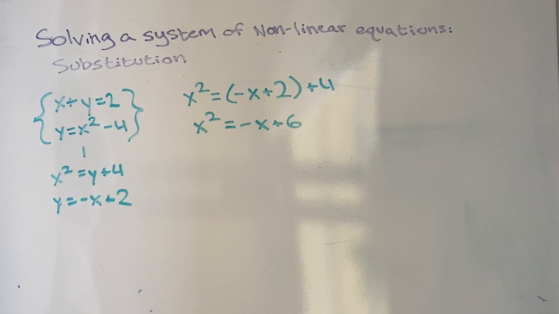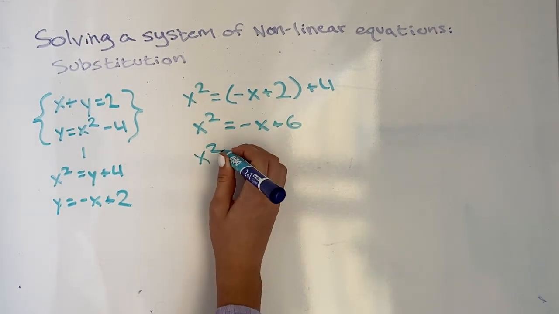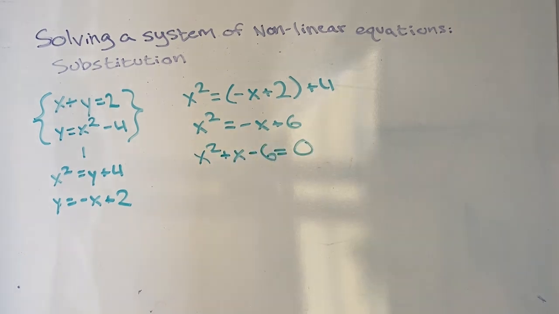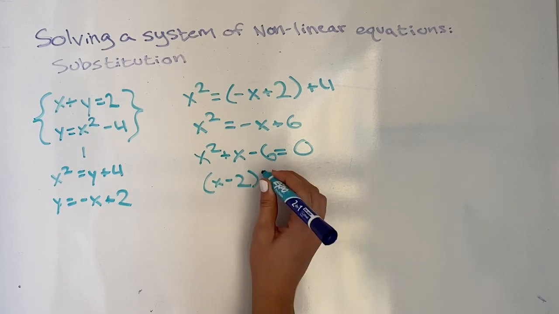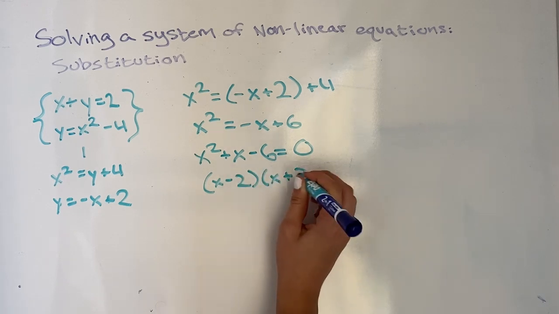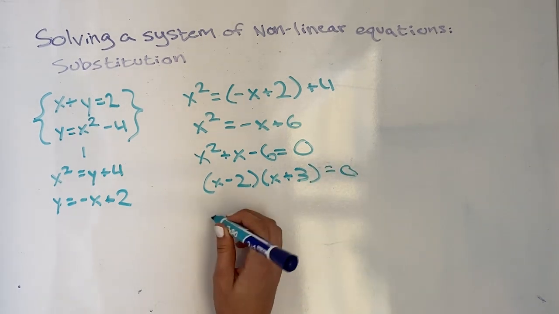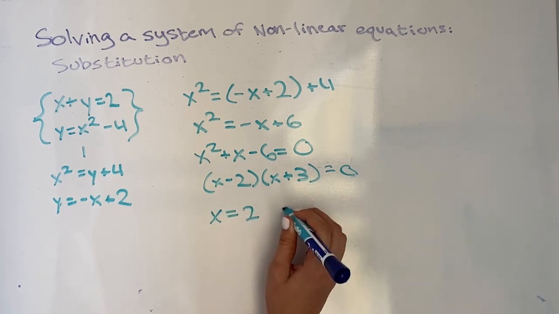If we put all of our numbers on the same side and set the equation equal to 0, we're going to be left with something we can factor. It'll look like x squared plus x minus 6 equals 0. Now that we're left with this, we can factor this into x minus 2 times x plus 3 equals 0. And now we can see that x can either equal 2 or negative 3.